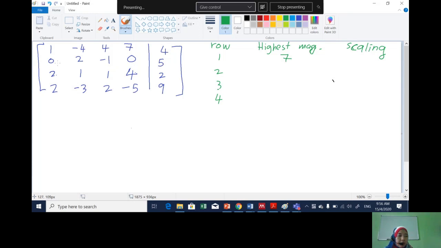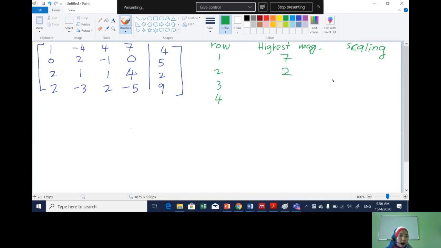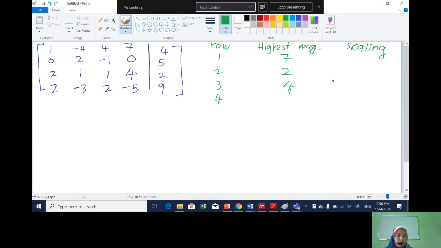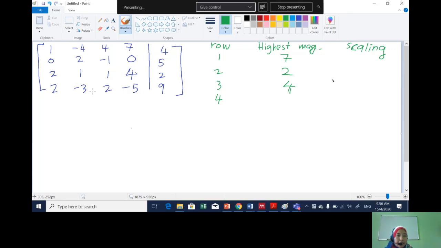Then in row number 2, the magnitudes are 0, 2, 1. So the highest magnitude for row number 2 is 2. In row number 3, it is 2, 1, 1, 4. In row number 4, it is 2, 3, 2, 5. We don't use the right-hand side. Remember, whatever is negative, when we consider the magnitude, take it as positive only. So the largest magnitude is 5 for row number 4.